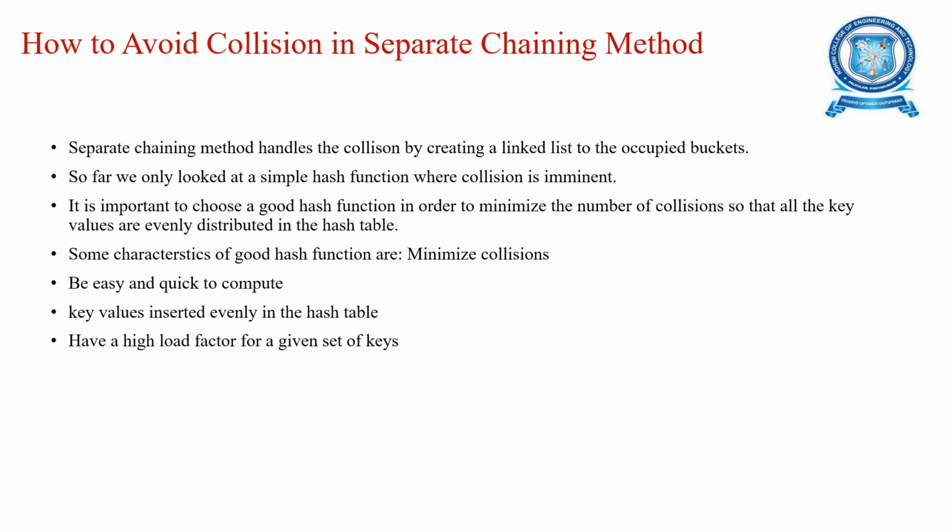Collision. Collision means that in the same hash table of the same size, the values will collide. They will overlap, and that is known as collision. The separate chaining method handles the collision by creating a linked list to occupy buckets. Some characteristics of a good hash function are that it minimizes collisions, and is easy and quick to compute. The key values are inserted evenly in the hash table.